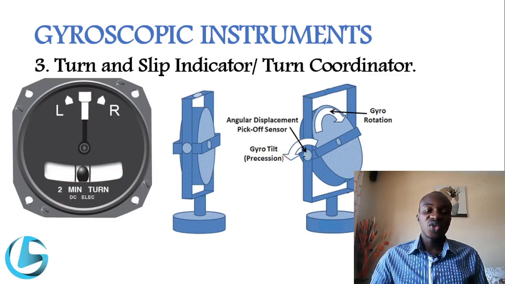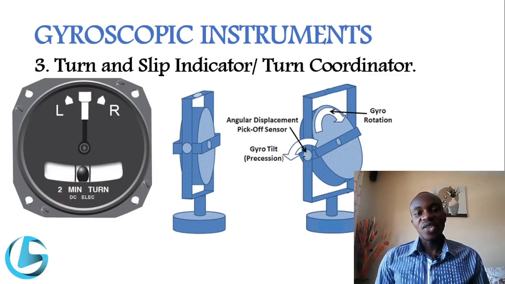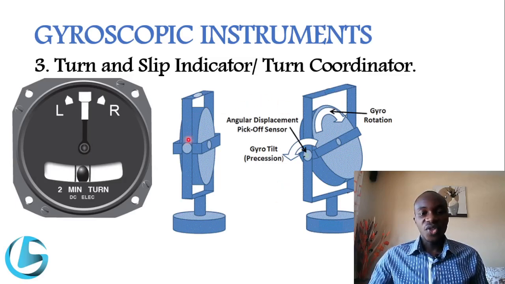Now, a gyro that is used on a turn and slip indicator is called a rate gyro. And a rate gyro has 2 degrees of freedom. By this, it means it's restricted in one axis. It only has 2 axes. Now, let's see how this gyro works.